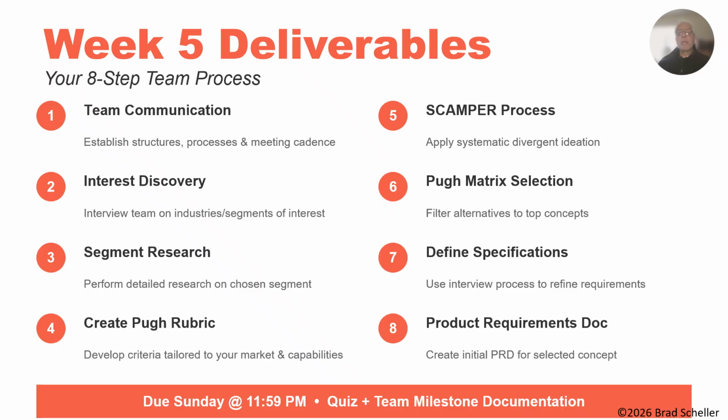Step number 7, define specifications. Use an interview process that takes that information on the criteria as well as the concept and asks you how you would define the criteria if you were playing the role of a user. And this gets your requirements on the page. What are your top concerns? What are your things that thrill you, etc.?